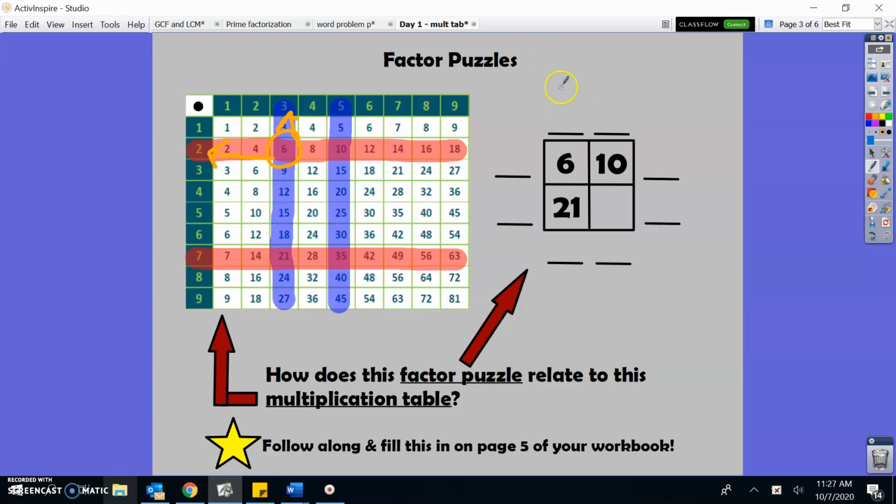Now, before I write in 3 and 2, I want to also find the number 10. 10 is multiplied by 5 and 2. And then I find 21. Notice it creates a square here. And this is the missing number that we're looking for to complete our square. So it looks like our missing number is 35.